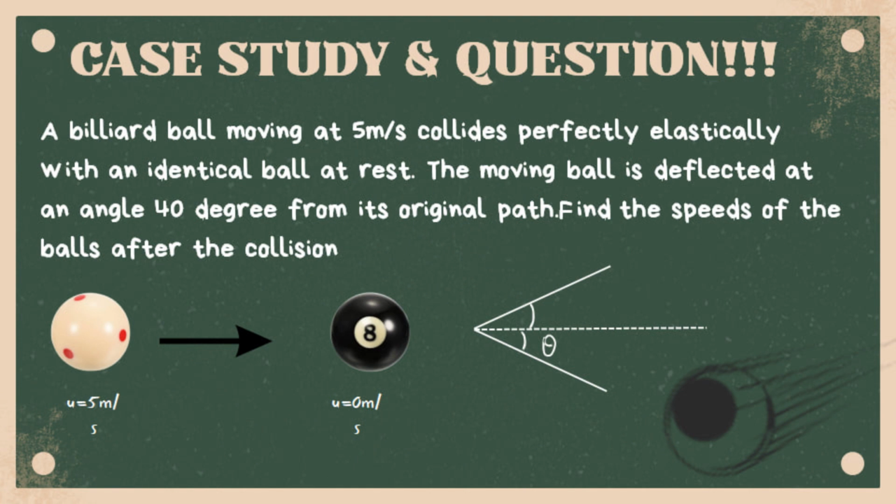The question is, a billiard ball moving at 5 meters per second collides perfectly elastically with an identical ball at rest. The moving ball is deflected at an angle of 40 degrees from its original position. Find the speeds of the balls after the collision. In this case, the cue ball, which is the white one, is moving to the right with a speed of 5 meters per second and hits the targeted ball, which is at rest.